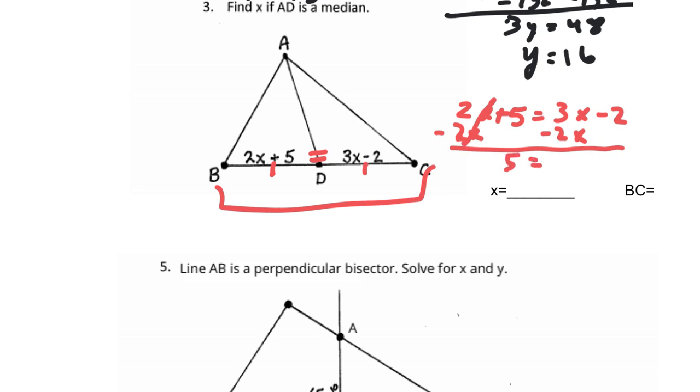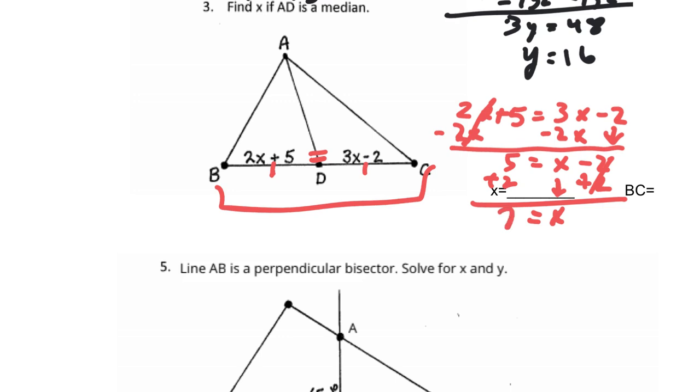Okay, so 2x minus 2x is 0. So that leaves me with 5. 3x minus 2x is x. And then I have to bring down the negative 2. And then the last thing I have to do is add 2 to both sides. Okay, negative 2 plus 2 is 0. So x, that comes down, is equal to 7.